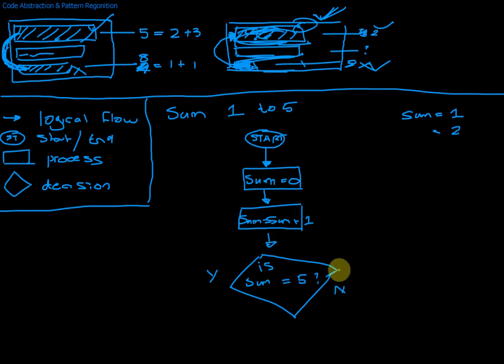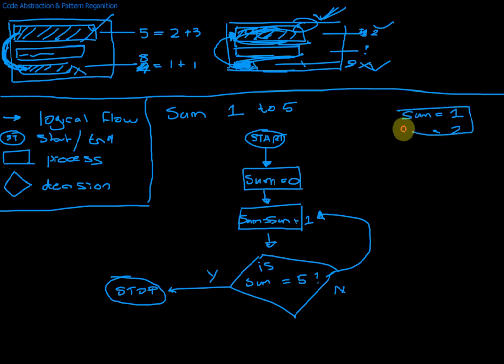Our no would imply that if sum is not equal to 5, we would re-execute this chunk of code up here. So instead of, like you saw before, going down and down, repeating sum equals sum plus 1, we're going to just have our program ask, is sum equal to 5? Nope. Then redo it here. If sum is equal to 5, then simple enough, we just stop our program. Our program is done. It's done what it needed to do. It's added sum from 1 all the way to 5.